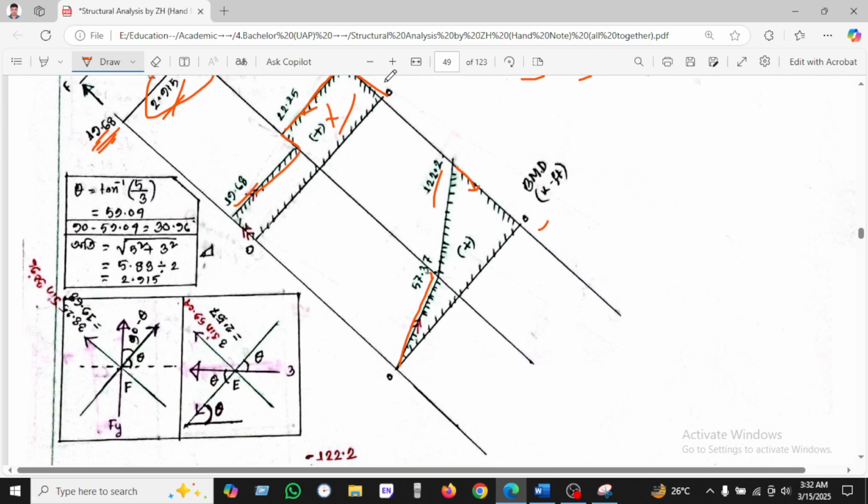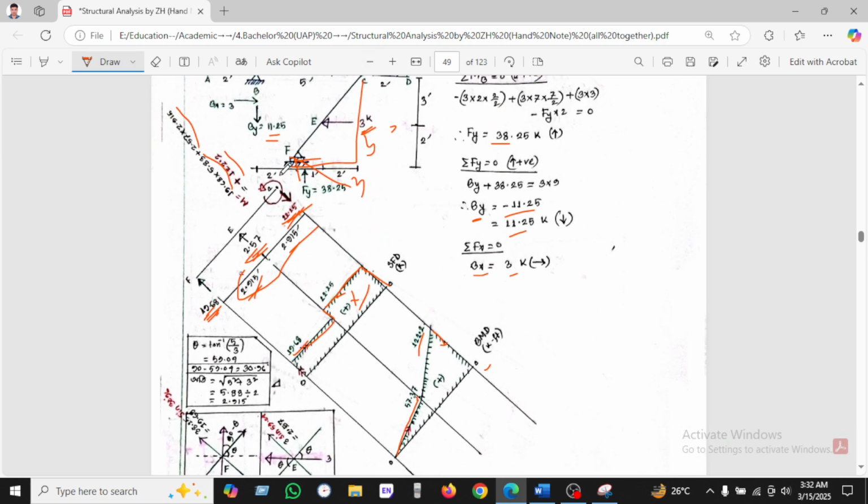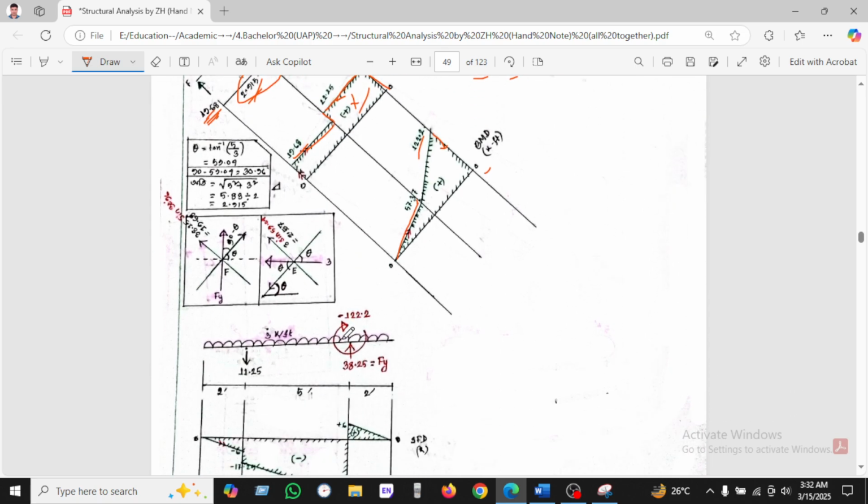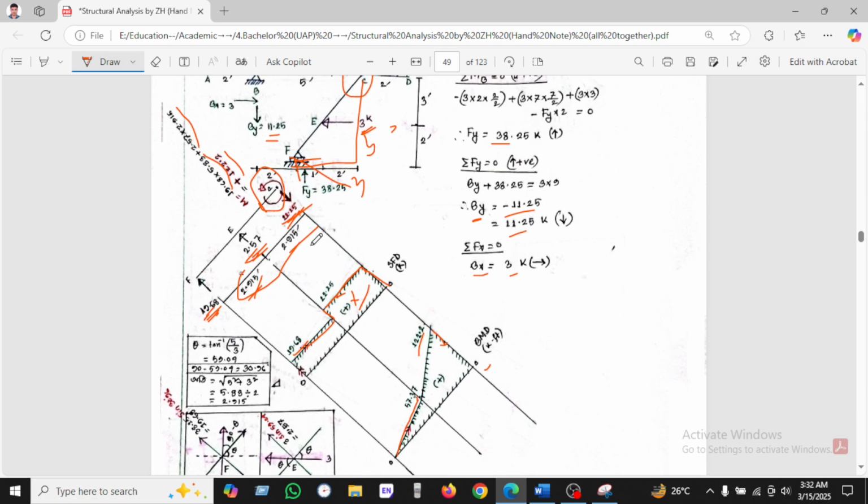Okay, so we have to see here the moment, the joint is here, so the joint moment we have found is 20.22, so that's why we have been applying here 20.22 from this balance.